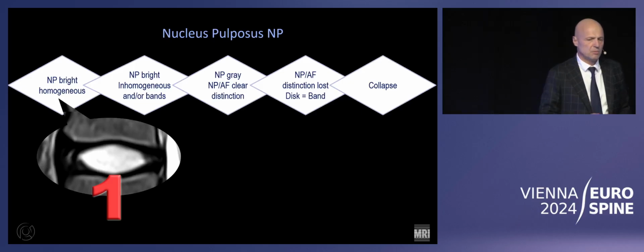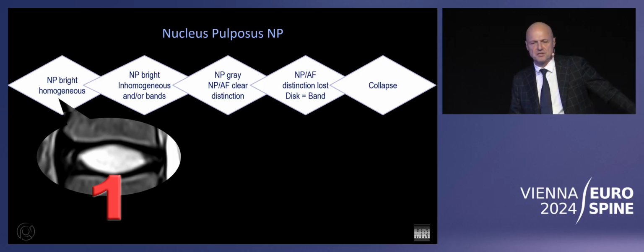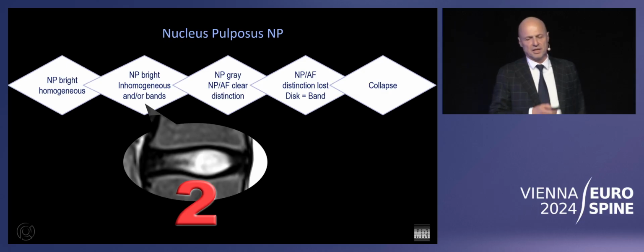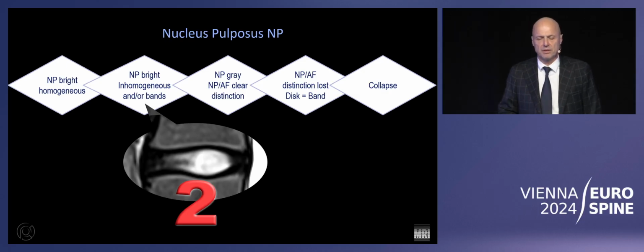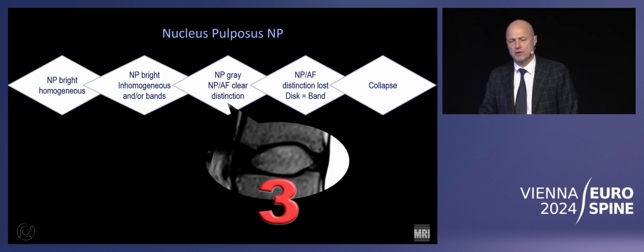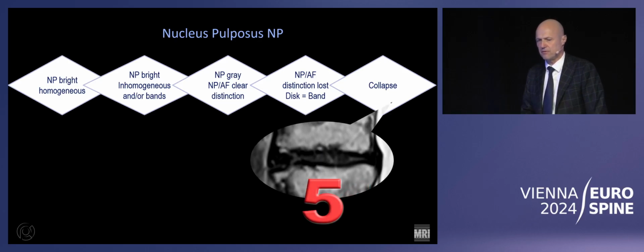Here are some MR images. Grade 1, the adolescent or juvenile disc, with a bright homogeneous nucleus. Grade 2, the disc of an adult person, little inhomogeneities, horizontal bands, but still very bright. Grade 3, we lose the signal a little bit, but still have a good distinction. Grade 4, the band. Grade 5, the collapse.